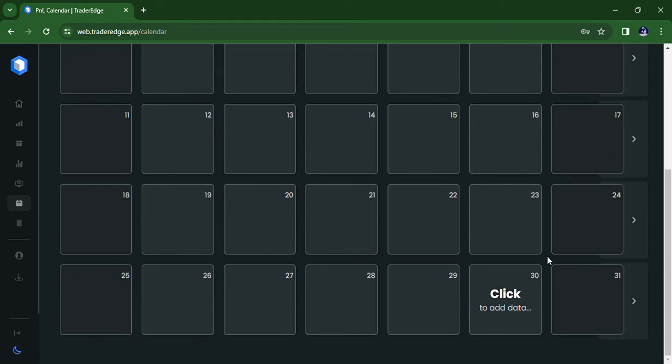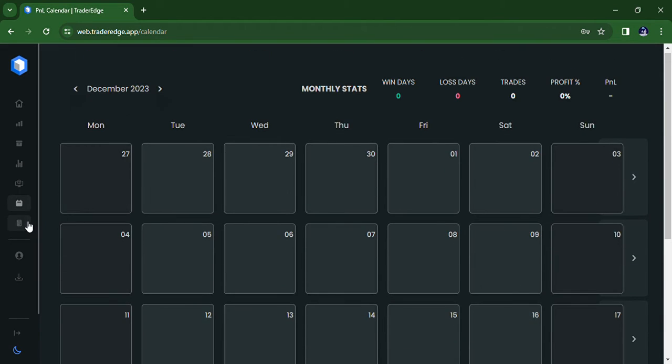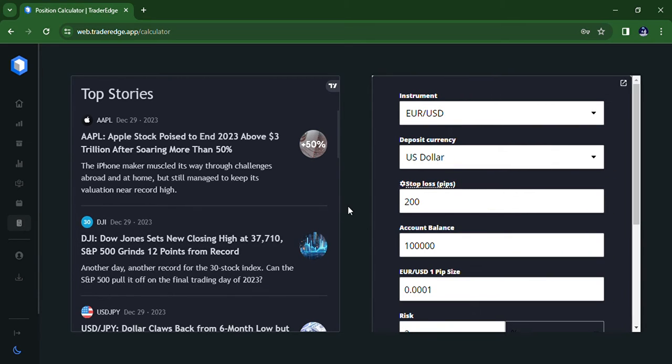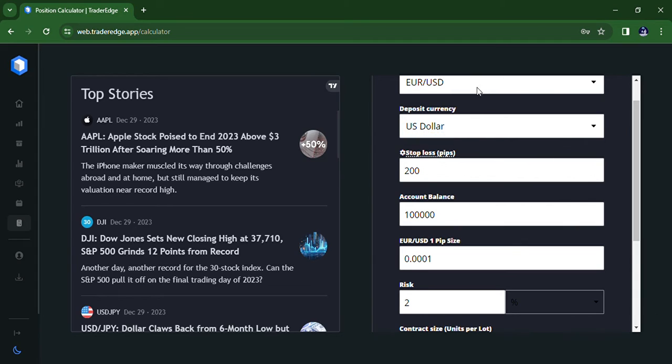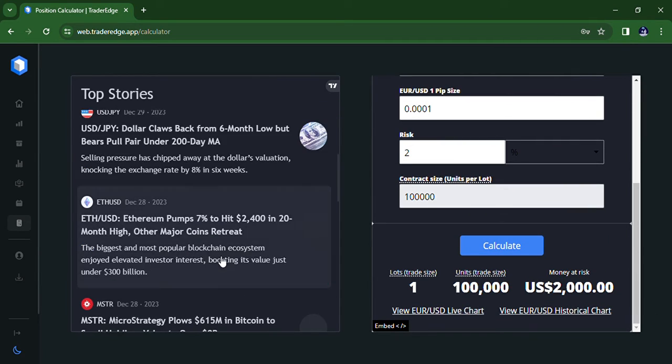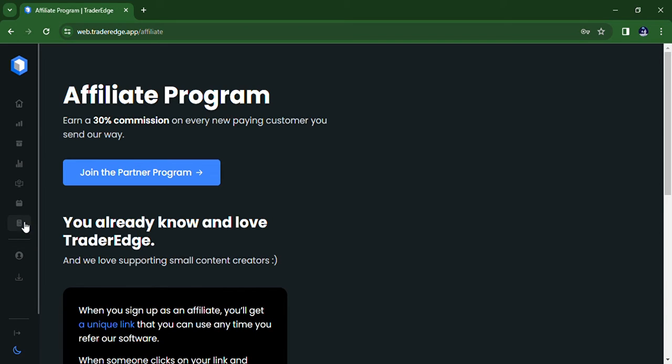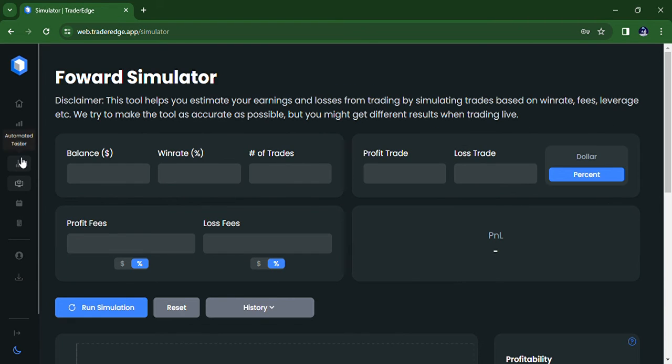and then you can save it, and you can add everything over here, and you can see your profit calendar, whether you're profitable or not. Here is a tool for calculating lot size and everything. Here are news. Okay, so that was everything.